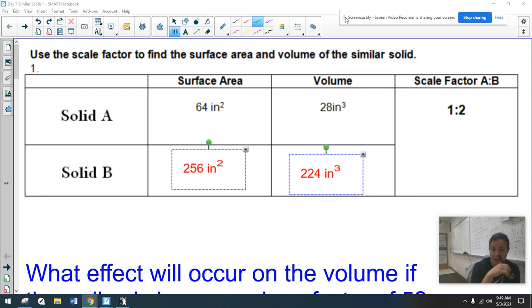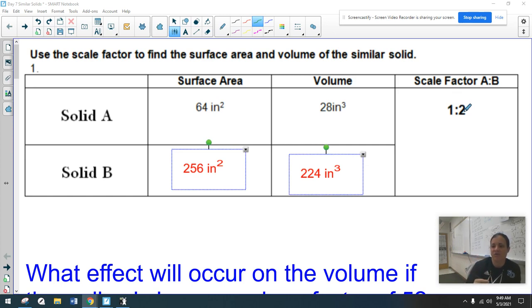Today's problems are often on the SATs and ACTs and things like that. The way they'll ask you is not the way you see it right here. They'll say something like, what if the side lengths of a solid were doubled? That's what scale factor 1 to 2 means. So they'll say something like, what if the side length is doubled? What will that do to its surface area and volume?